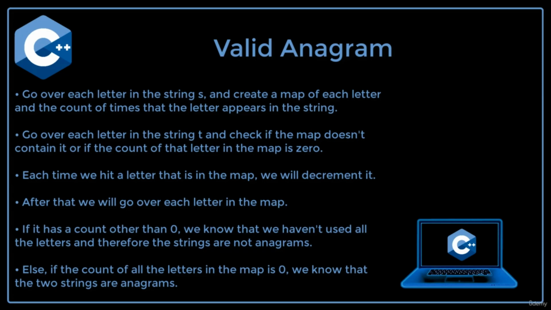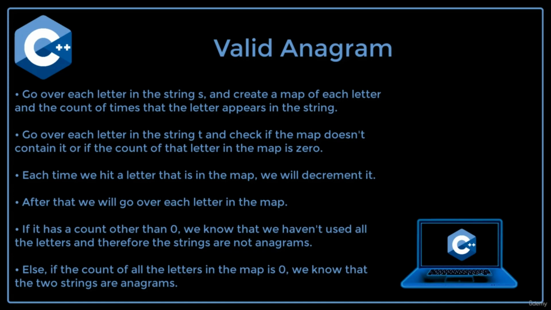Next, we will go over each letter in string t and check if the map doesn't contain it, or if the count of that letter in the map is 0. If either of these conditions is ever met while our algorithm is running, then we can return false. Each time we hit a letter that is in the map, we will decrement the count associated with it.